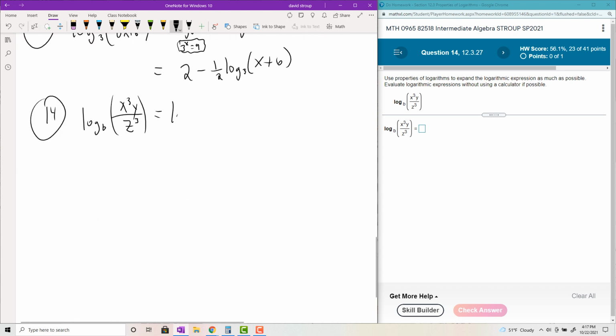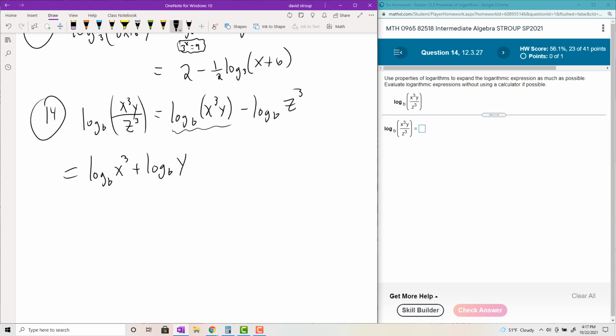So here I'm going to do the quotient, log base b of x cubed y minus log base b of z cubed. Then I'm going to do a product rule on this guy. So I have log base b of x cubed plus log base b of y minus log base b of z cubed. And then I can go ahead and do power rules. So it's 3 log base b of x plus log base b of y minus 3 log base b of z. And that should be your answer.